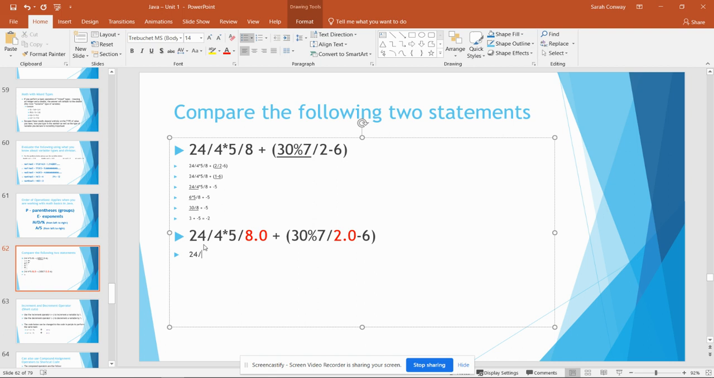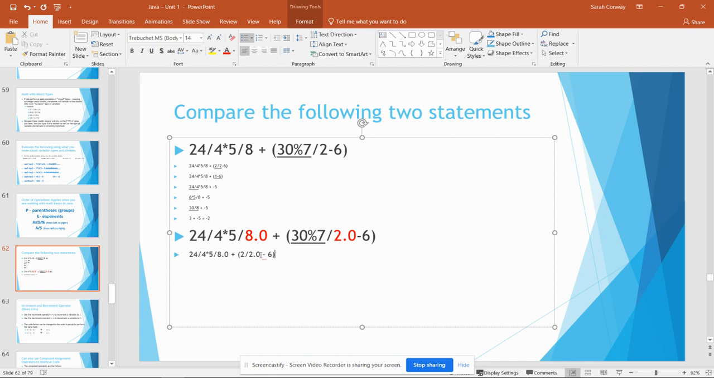So I'm going to, again, leave the first part completely alone because that part doesn't matter right now, right? Because we're dealing with parentheses first. And again, we're going to start with this same step right here. So we have 30 modulus 7, which again is finding the remainder after integer division. So 7 goes into 30 4 times with a remainder of 2. So I have 2 divided by 2.0 minus 6.